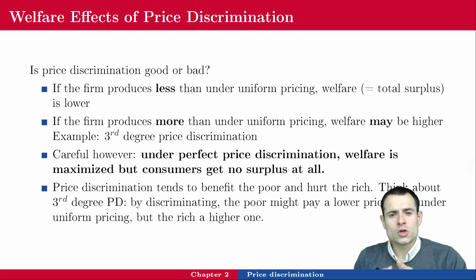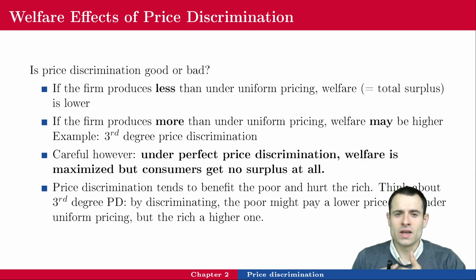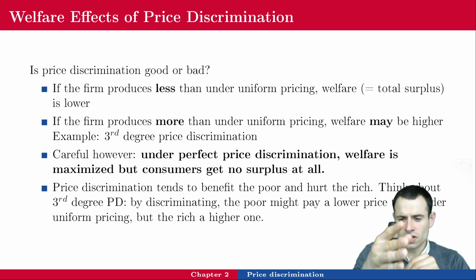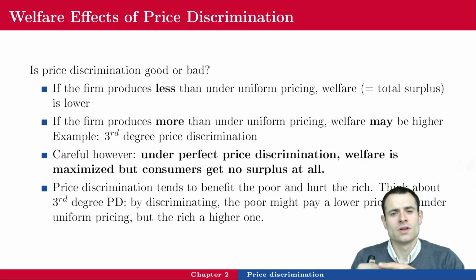Firms will try to price discriminate as much as possible because they will always make higher profits than under uniform pricing. So if they can find a way to propose different bundles or charge a different price to different people, they will try to do so.